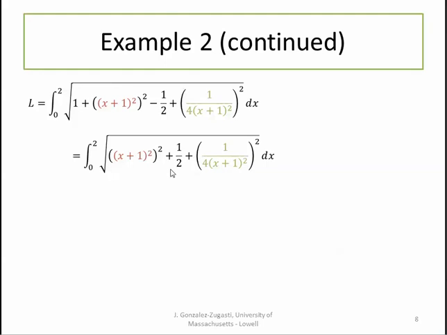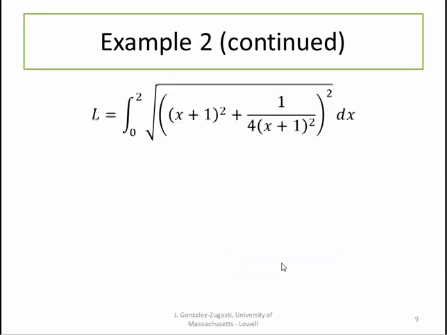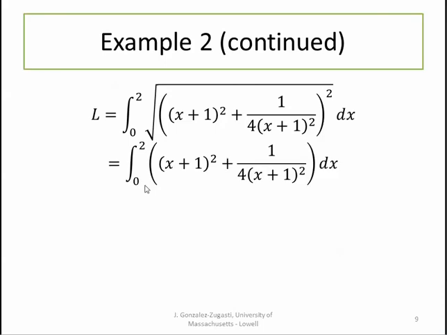Alright? So now if you look at this, we can take this term right here in the center and rewrite that as 2 times what we were calling our a term times what we were calling our b term. Check, make sure you believe that that term right here is equal to 1/2. Once you believe that, then you can see this is of the form a squared plus 2 times a times b plus b squared. So we can factor that as a plus b all squared. And now we can cancel the square root with the square and get that our arc length is equal to the integral from 0 to 2 of x plus 1 squared plus 1 over 4 times x plus 1 squared.